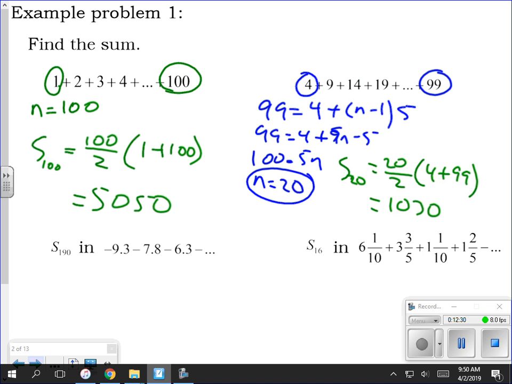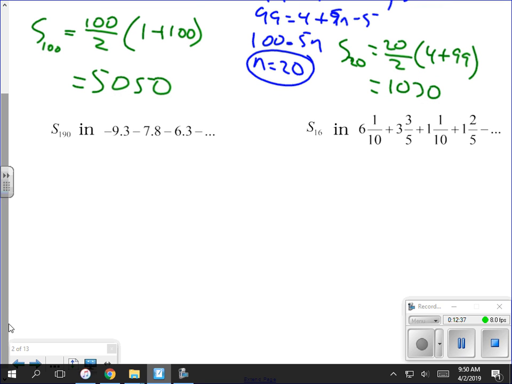Okay, does that make sense? Okay, next one, a little more complicated. I have my first term. I have how many terms there are, n equals 190. What don't I have? I don't have the last one. But we have something that will help us find the last one.